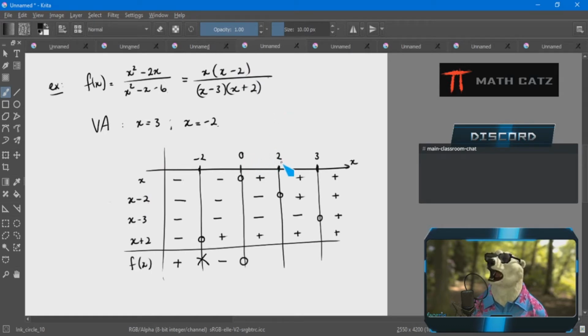Then between 0 and 2 for x, next interval, I have 2 negatives, 2 positives. The answer will always be positive.